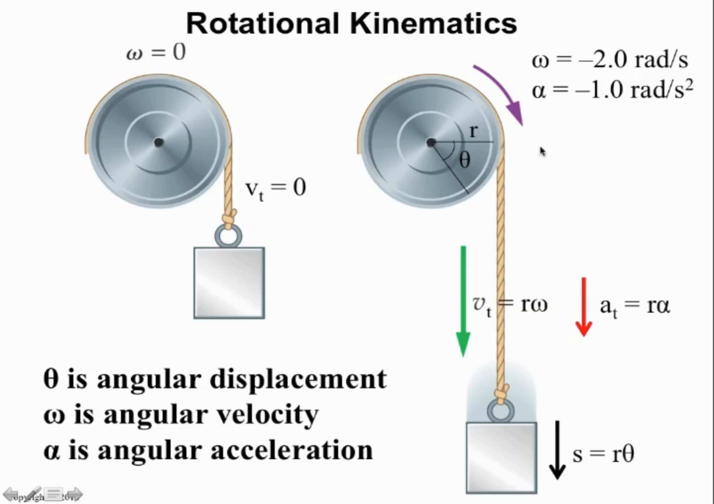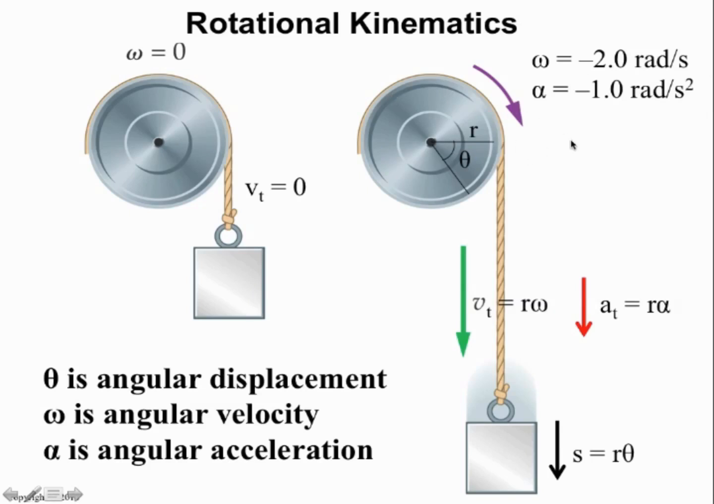Okay, so let's look at this diagram on the right, element by element. So we have this pulley rotating clockwise, and as we'll see later, clockwise is always in the negative direction, counterclockwise is always in the positive direction. And so this pulley has an angular velocity and an angular acceleration because of the falling mass. Now I just made up these numbers of negative 2.0 radians per second and negative 1.0 radians per second squared, just to illustrate the point. We're not doing any calculation on this slide.